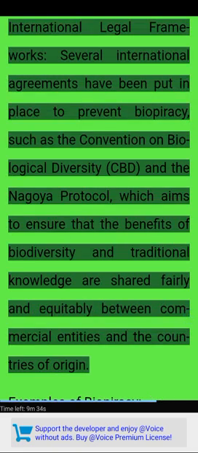International legal frameworks. Several international agreements have been put in place to prevent biopiracy, such as the Convention on Biological Diversity (CBD) and the Nagoya Protocol, which aims to ensure that the benefits of biodiversity and traditional knowledge are shared fairly and equitably between commercial entities and the countries of origin.